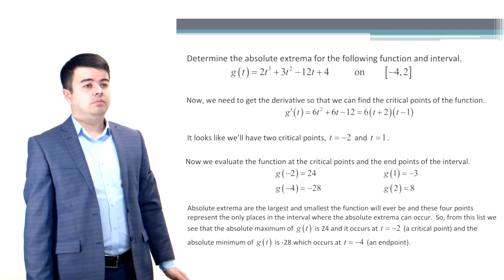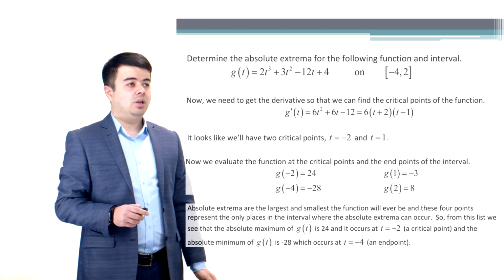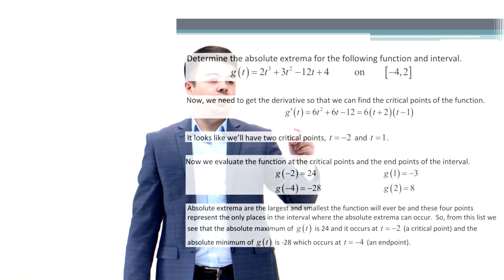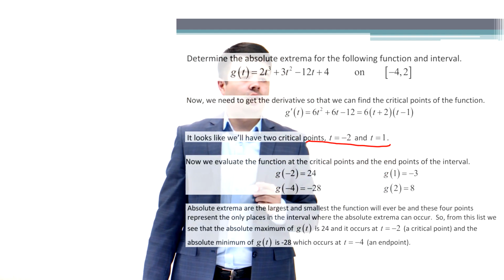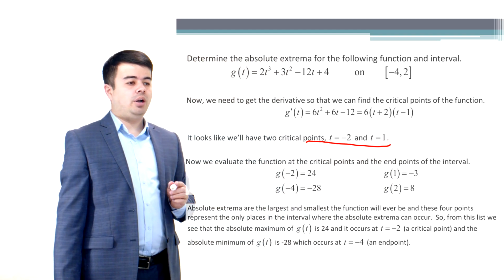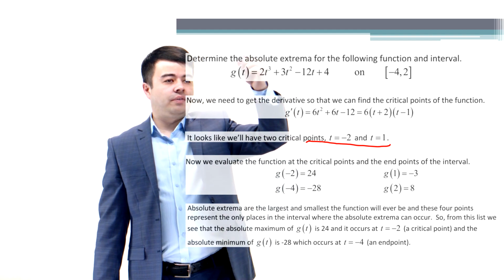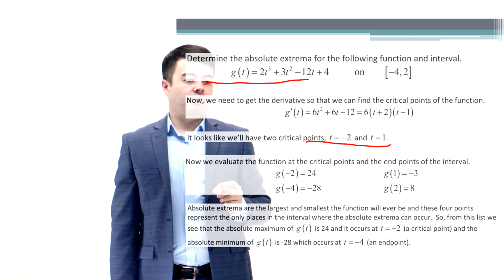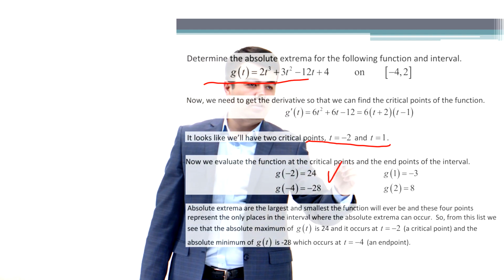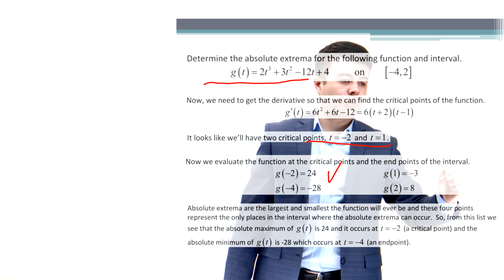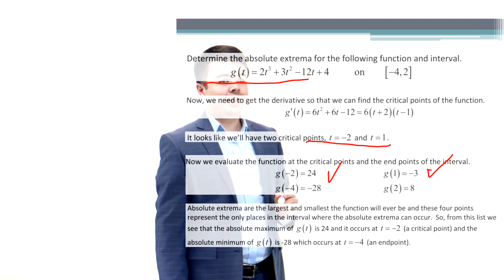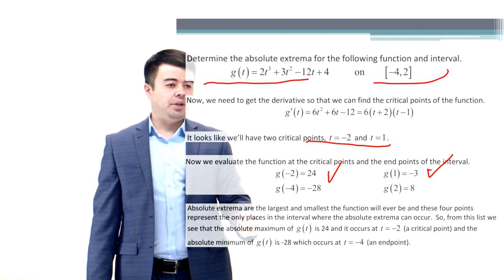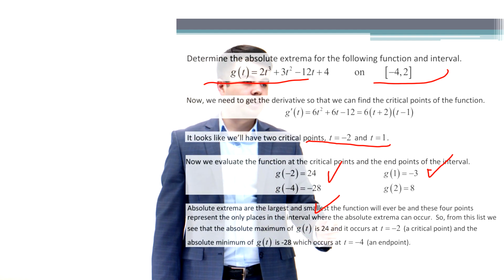Now the next example is almost the same. It's a given polynomial function, and here we need to find all critical points, and the critical points here are minus 2 and 1. Again, put them into the given function, not into the derivative. Here we have the corresponding values, 24 when it's minus 2, and when it's 1, it is minus 3. Then again at the endpoints, which are minus 4 and 2, when it is minus 4, it is minus 28, and when it's 2, it is 8.